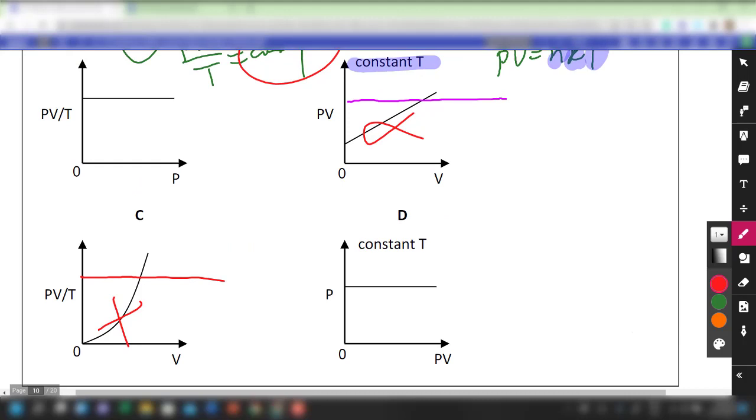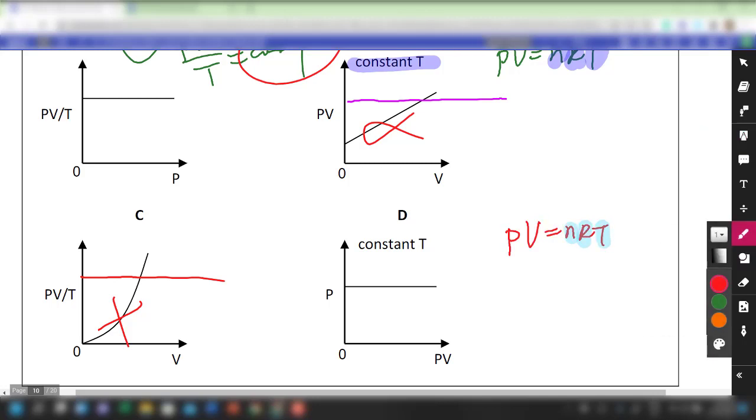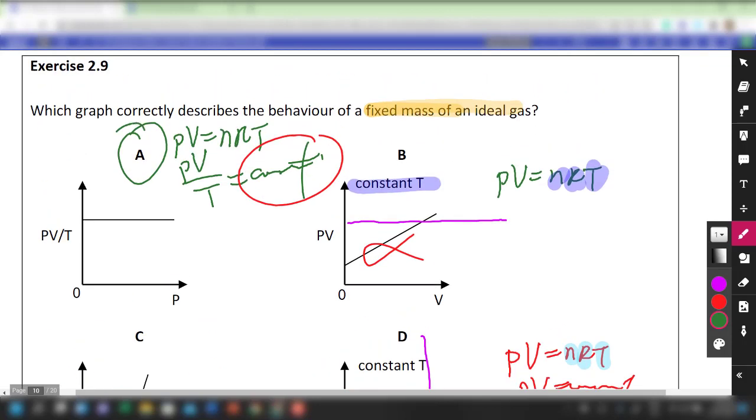And this is a very tricky option, because you know that at constant T, PV equals nRT. So again, at constant T, n is fixed, R is fixed, T is fixed. So PV is a constant. So you'll be thinking horizontal line parallel to the x-axis. But the axis actually reverses. PV is actually on the x-axis now. So the correct graph should be like this. Therefore whatever is given is incorrect. So the only correct option is A.